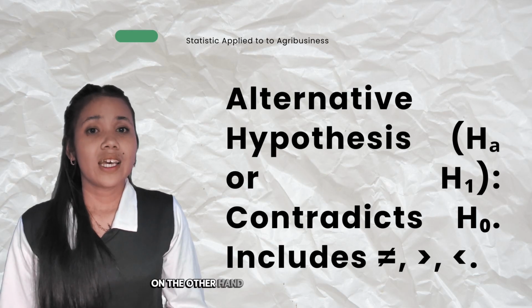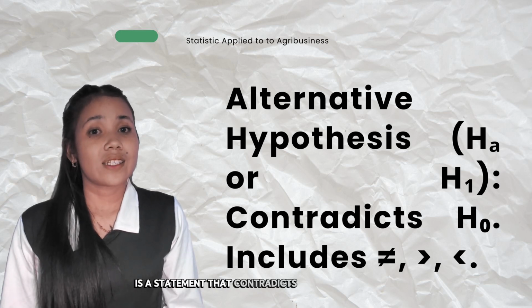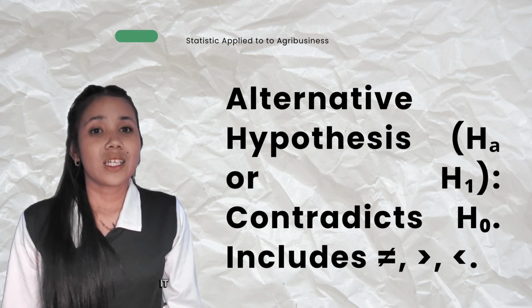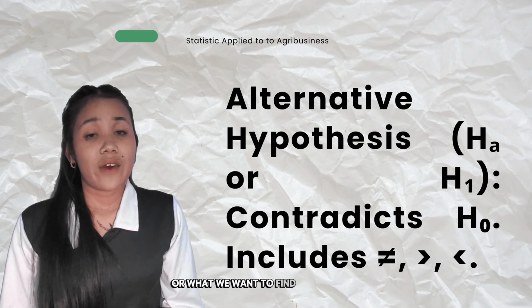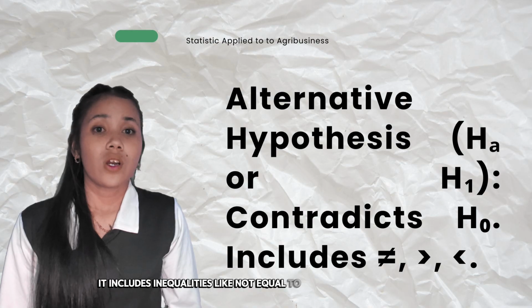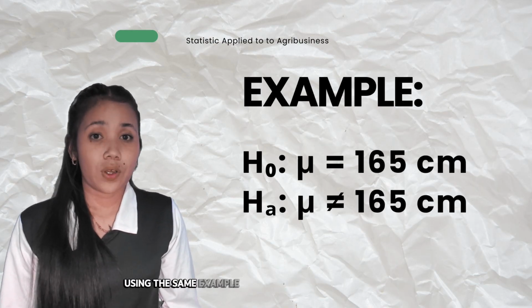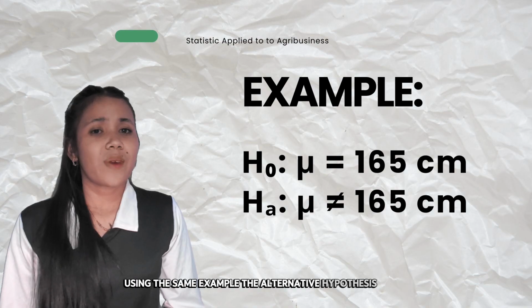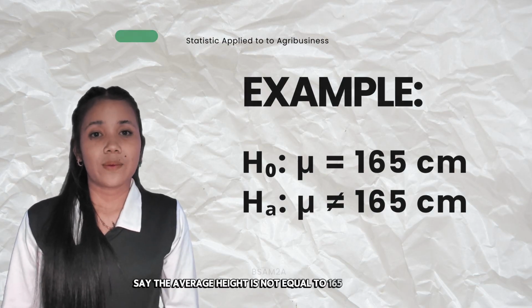On the other hand, the alternative hypothesis is a statement that contradicts the null hypothesis. It is what we suspect might be true instead, or what we want to find evidence for. It includes inequalities like not equal to, greater than, or less than. Using the same example, the alternative hypothesis might say the average height is not equal to 165 centimeters.